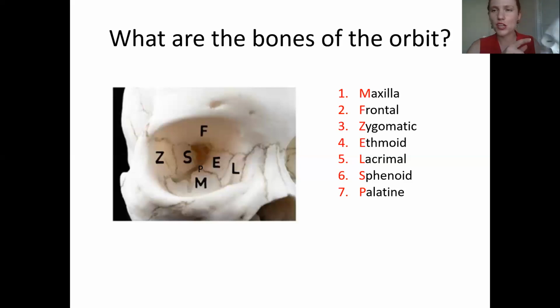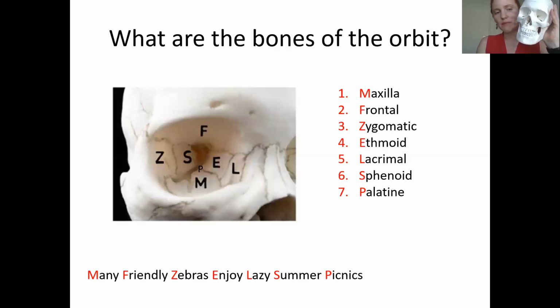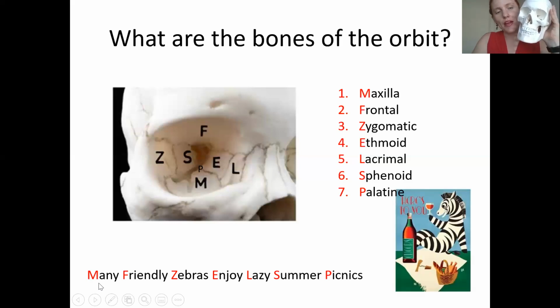I think it's important to look and see what creates the orbit, for no other reason than that it's a really good opportunity to review a lot of the facial bones of the skull. There is a mnemonic device to remember all of the ones that go in there: many friendly zebras enjoy lazy summer picnics. So what would M stand for? M stands for maxilla.